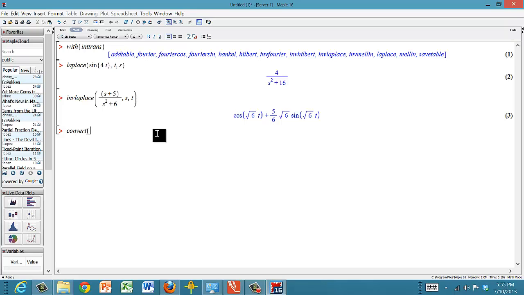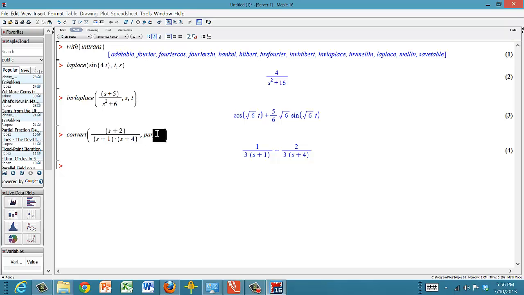So if I want to convert, say, something like this, s plus 2 over, suppose I have a denominator that looks like this, (s plus 1) times (s plus 4). I want to convert that to partial fractions, so I type parfrac here. Maple is telling me that the expression (s plus 2) divided by (s plus 1) times (s plus 4) is exactly the same as 1/3 times 1 over (s plus 1) plus 2/3 times 1 over (s plus 4).